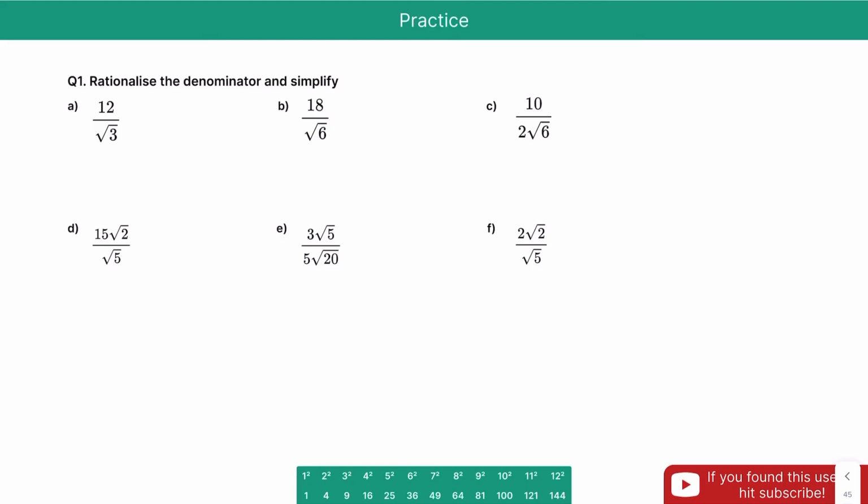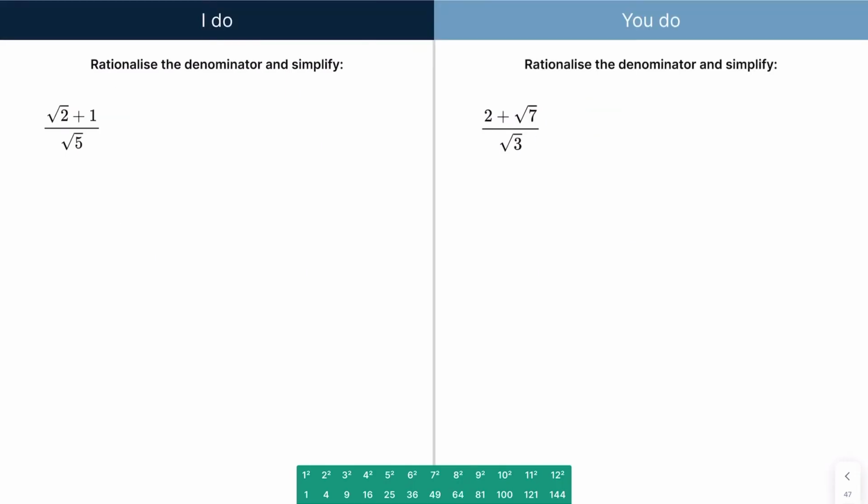So here's some practice questions for you to have a go at. Press pause and have a go. Here are the answers. Mark your work.